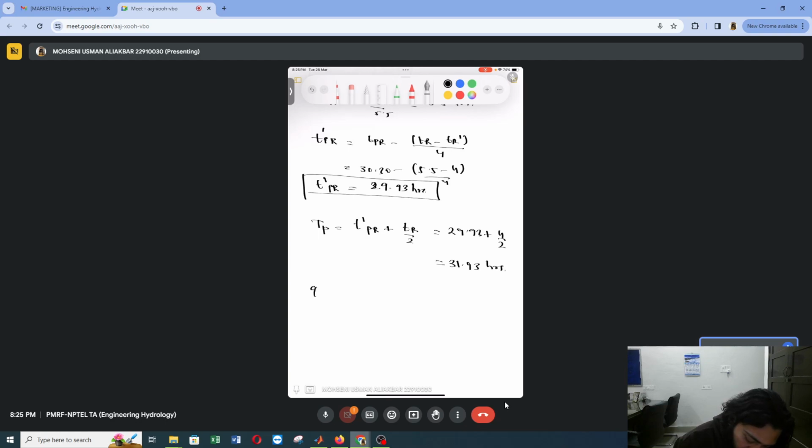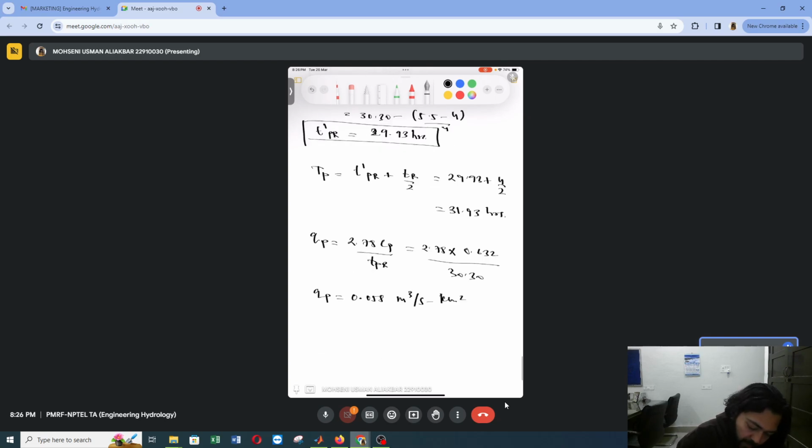Now they have asked us to calculate the QP. So the value of QP is 2.78 times CP divided by TPR. So 2.78, the value of CP is 0.632, divided by TPR, which is 30.30. So this value is coming out to be 0.058, and the unit for this is meter cube per second per kilometer square.